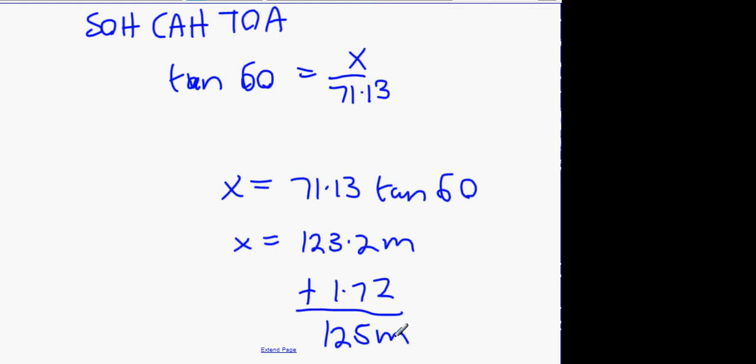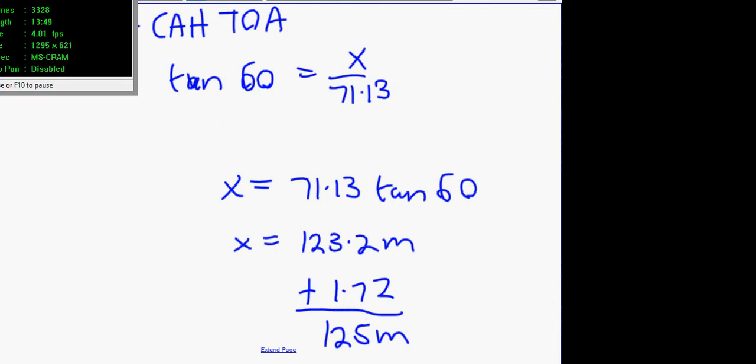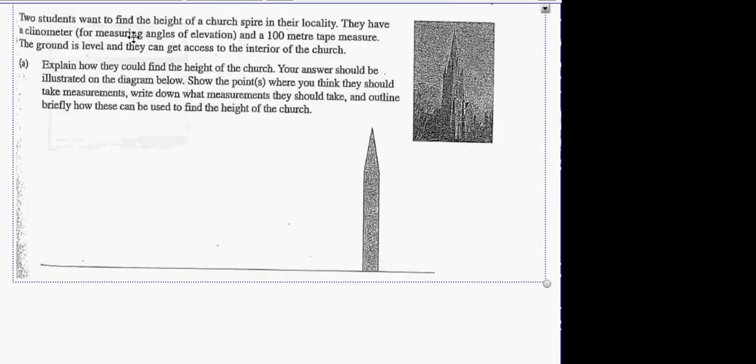Now, guys, can we now go on to the next one, which is number 15? Okay. Two students want to find the height of a church spire in their locality. They have a clinometer for measuring the angle of elevation, a 100 meter tape measure, the ground level, and they can get access to the interior of the church. Okay? Explain how they can find the height of the church. Your answer should be illustrated on the diagram below.